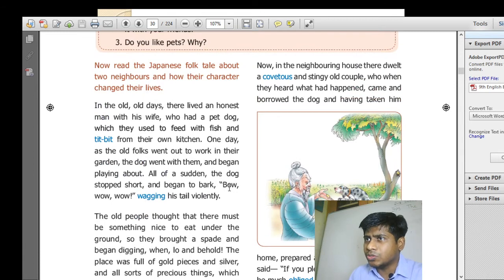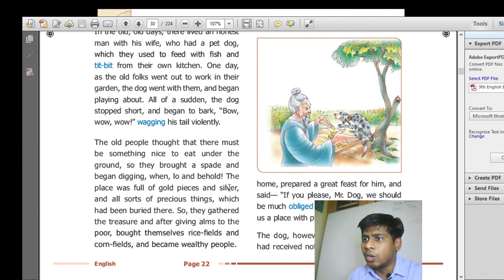Now, in the neighboring house there dwelt a covetous and stingy old couple, who, when they heard what had happened, came and borrowed the dog, and having taken him home, prepared a great feast for him, and said, "If you please, Mr. Dog, we should be much obliged to you if you would show us a place with plenty of money in it."